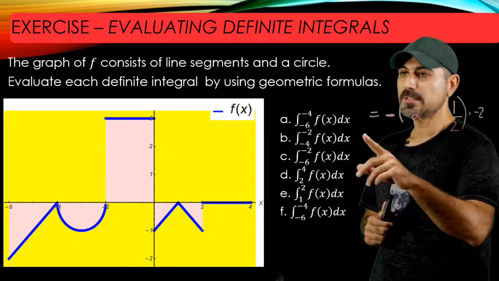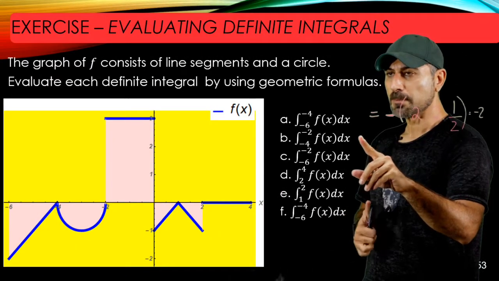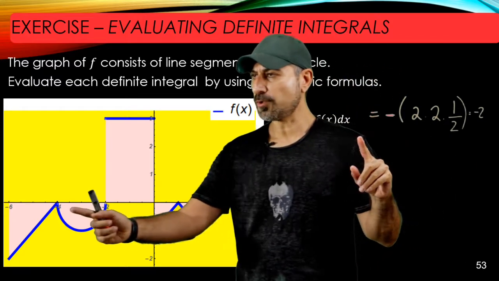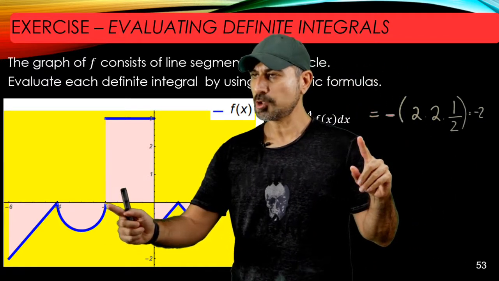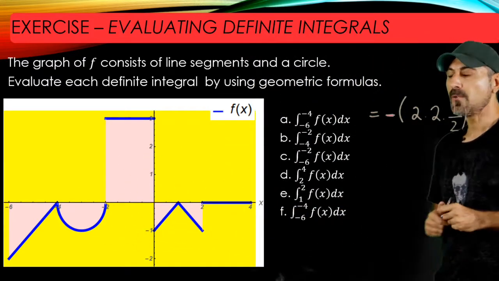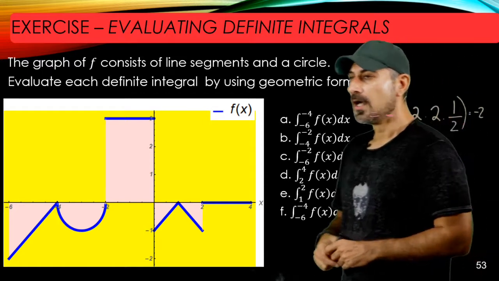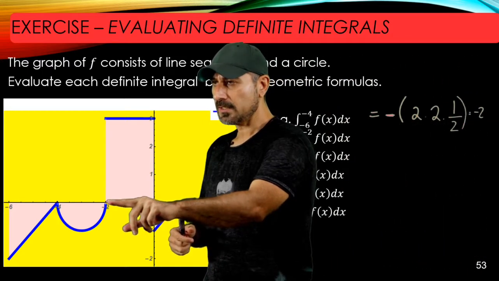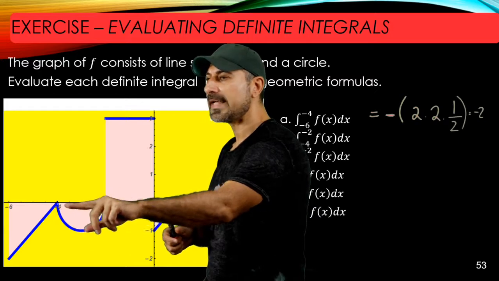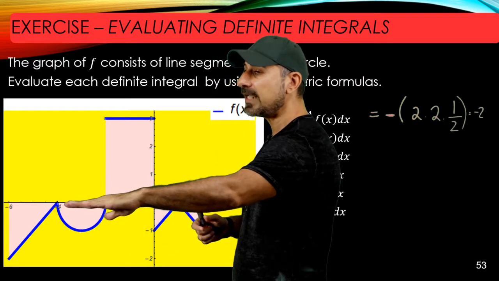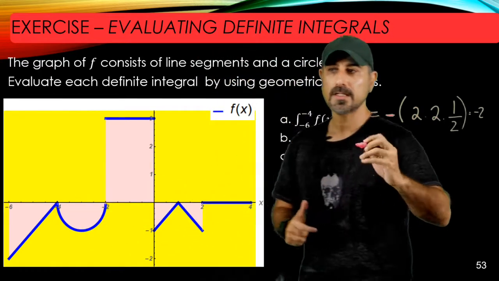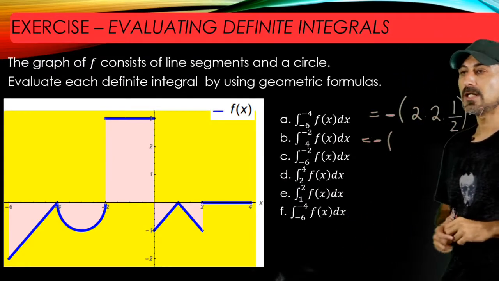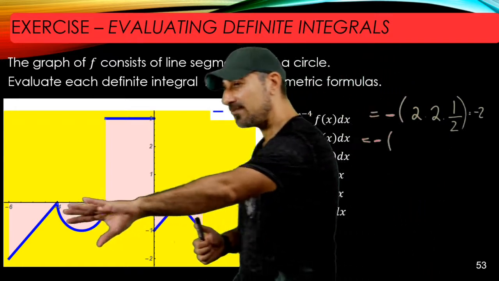All right, let's see what we can do for part B. Part B is the integral from -4 to -2. Okay, we can still represent this by the area between the blue curve and the x-axis, but the function takes negative values here, so we're going to put a negative sign here, and we're going to try to find the area of the half circle. So this is the half circle.